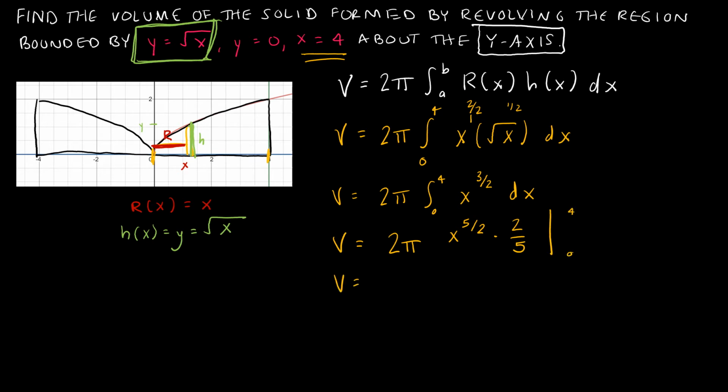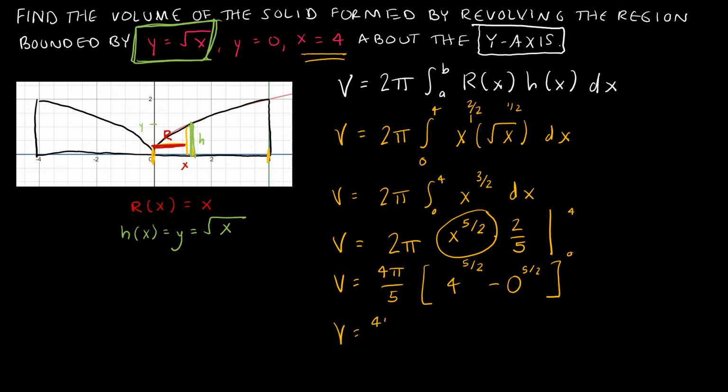So let's go ahead and work that out. I'm going to keep my 2 pi on the outside. And in fact, I'm going to bring 2/5 to the outside as well. So that's going to give me 4 pi over 5 on the outside. So I just have to deal with x to the 5/2 for 4 and x to the 5/2 for 0. So this is 4 to the 5/2 minus 0 to the 5/2.